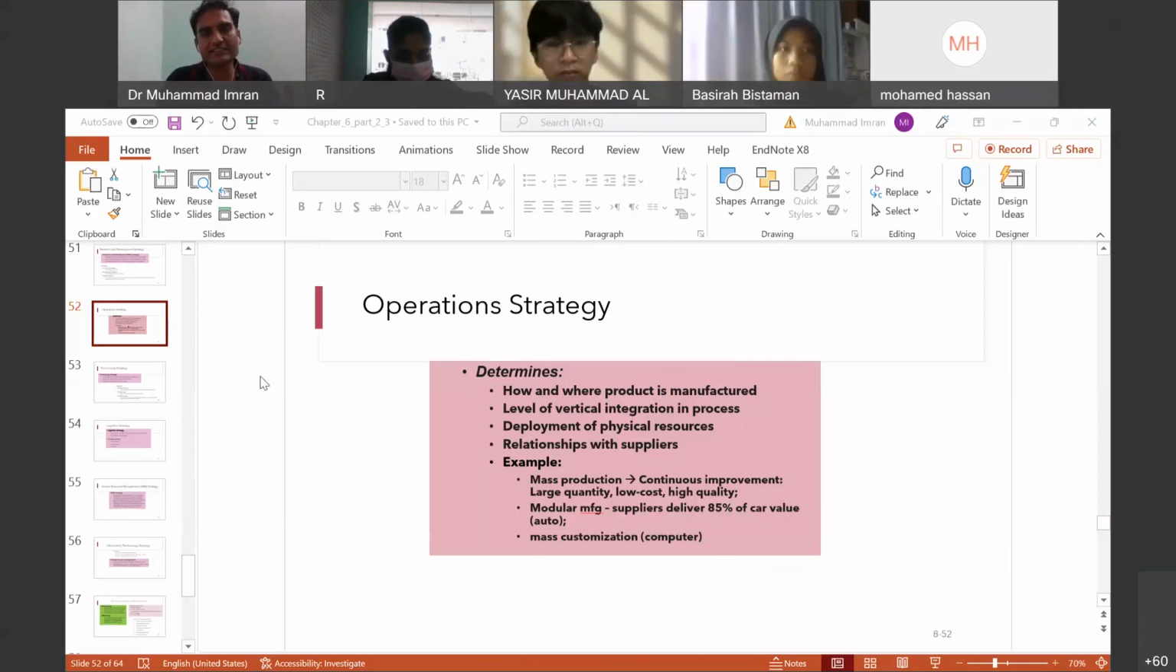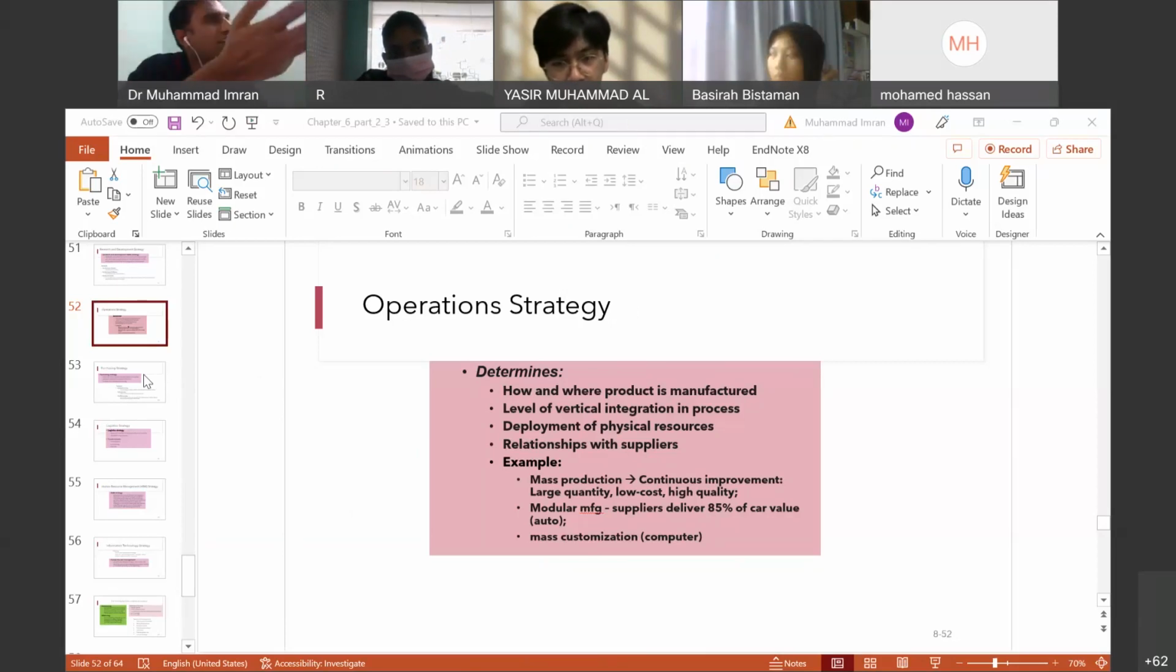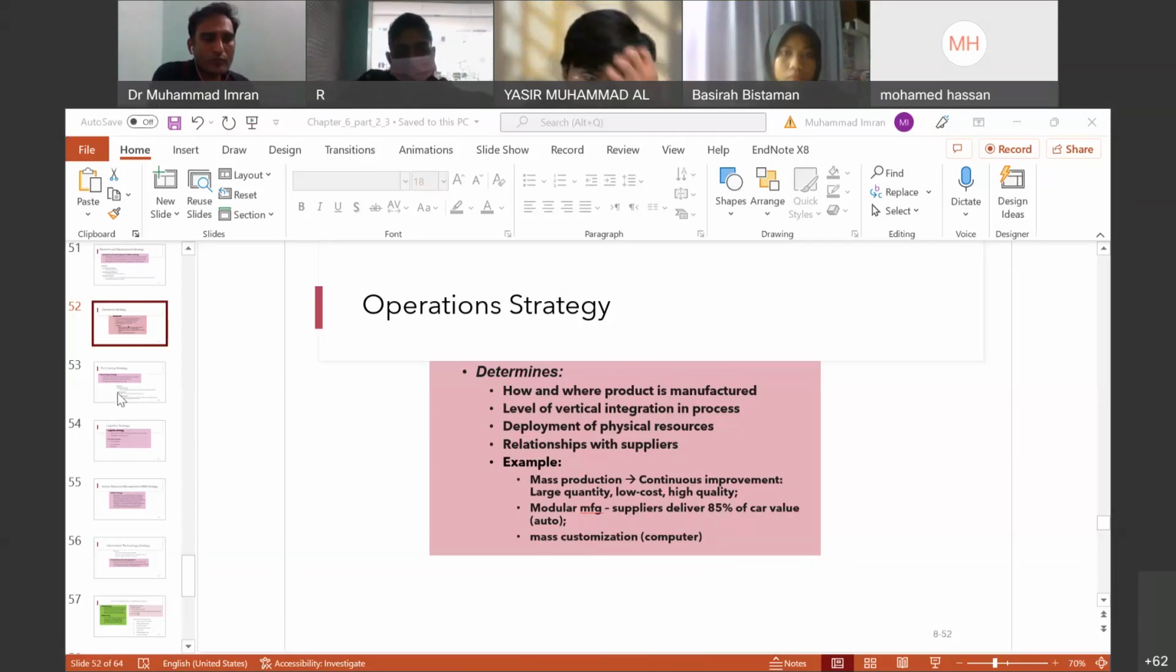We already discussed mass production, modular manufacturing, and mass customization. It means their preference is to involve the customer's needs as well, maybe computers as well as mobiles. They manufacture their parts according to the customer's needs and preferences. Or they can also take the customer's wishes and evolve them in their product. Anyway, moving forward.